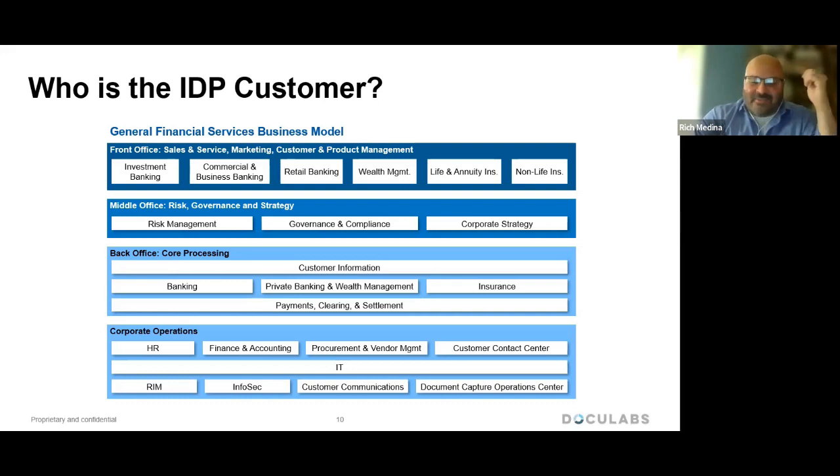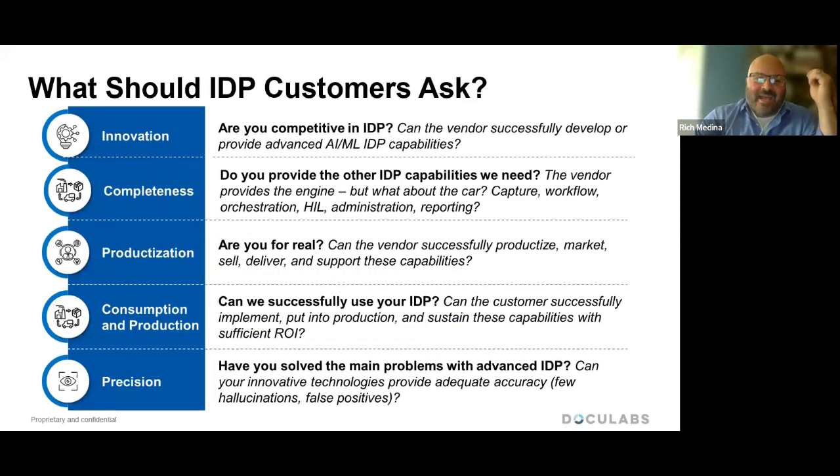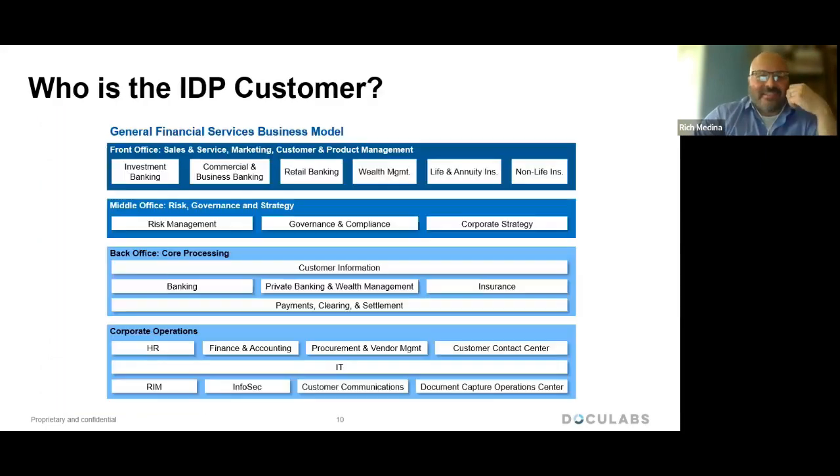So these are the questions you should be asking, and vendors, you should be asking these of yourselves and improving. And so who is the IDP customer? I think I overcomplicated this. This is a reference model that we use for banks. But basically, there's lots of customers that can use IDP, lots of folks. But we can simplify it and say, two kinds of folks in this world.